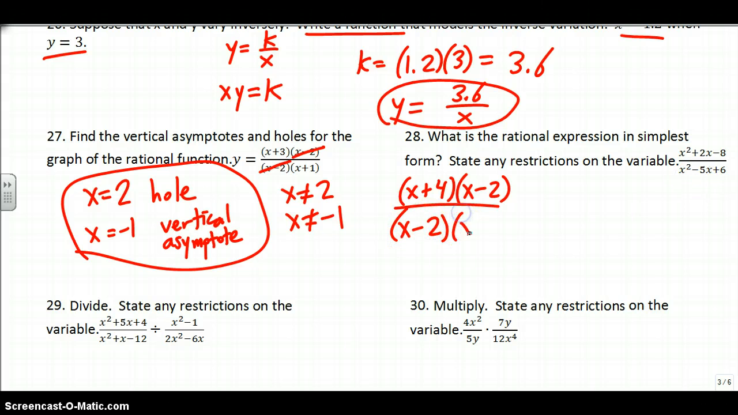Well, how about a -2 and a +3? Okay? Now, since it says stating restrictions, I like to list the restrictions before we cancel. That way I know I can do so legally.